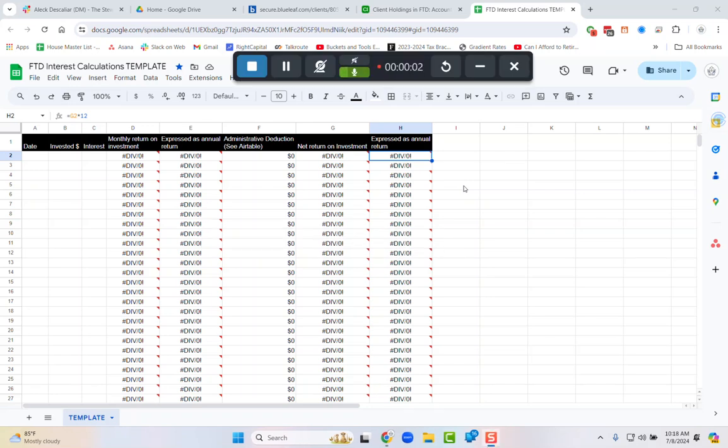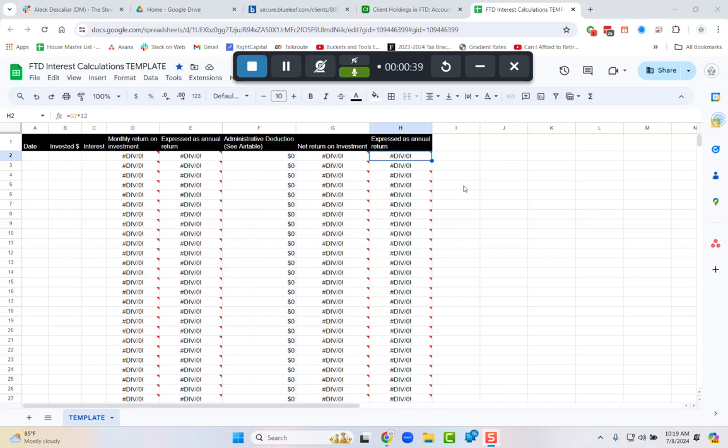All right, here's a brief description of how you'll use the First Trust Deed Interest Calculations template for each client. It basically has columns that will be input from Blueleaf from the monthly amount, and there'll be some automatic calculations. So inputs will go into column A, B, C, and F, and automatic calculations will come out in D, E, and H.